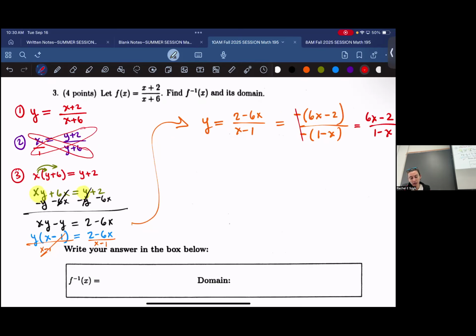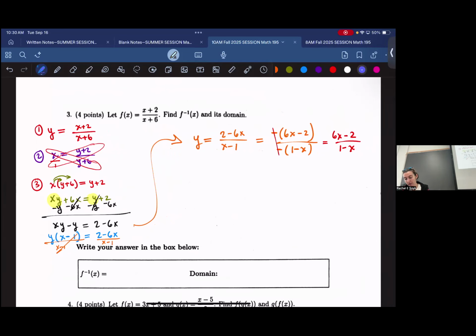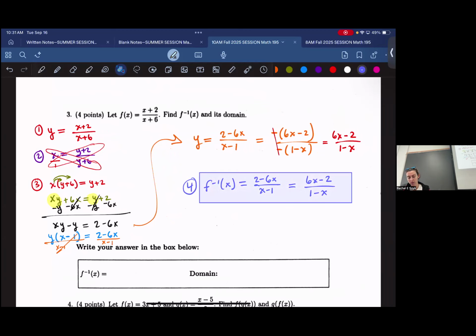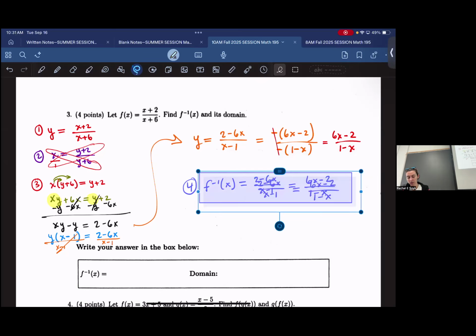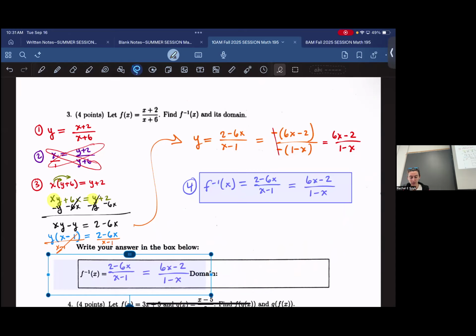Okay. Last but not least, we want to put this in proper inverse function notation. So we get f inverse x is equal to, and I'll write both down, 2 minus 6x over x minus 1, or 6x minus 2 over 1 minus x. And then that's it. Any questions on this one? We haven't finished it up quite yet because we need to identify the domain.